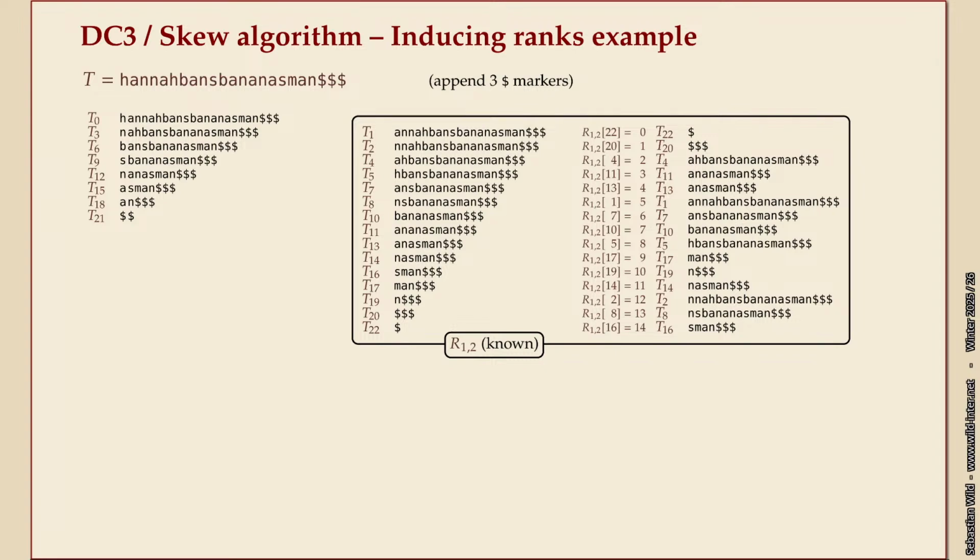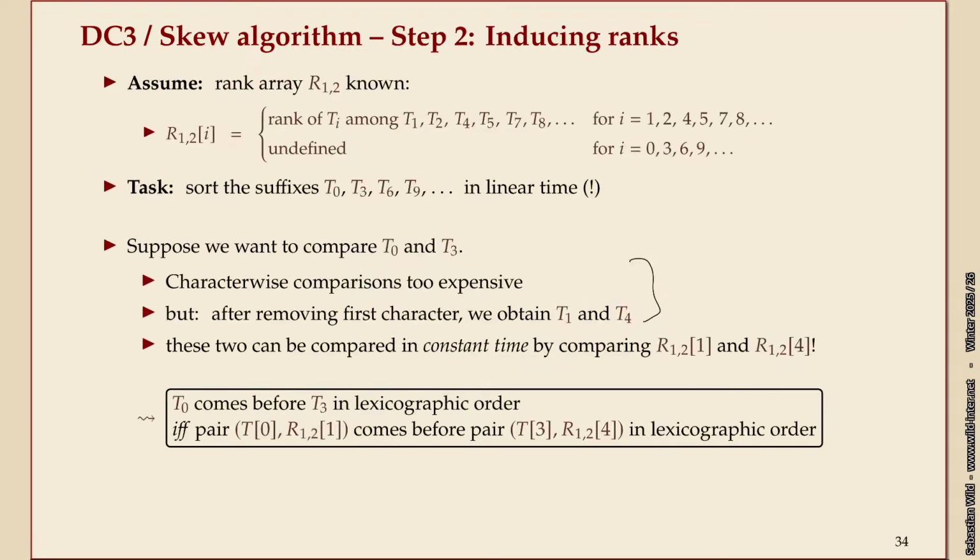Let me show you in an example what this looks like. But already at this level, we're sorting pairs where both components are of a small and fixed size and integers. Let's say the characters are integers as well. So of course we can use counting sort or radix sort for that.